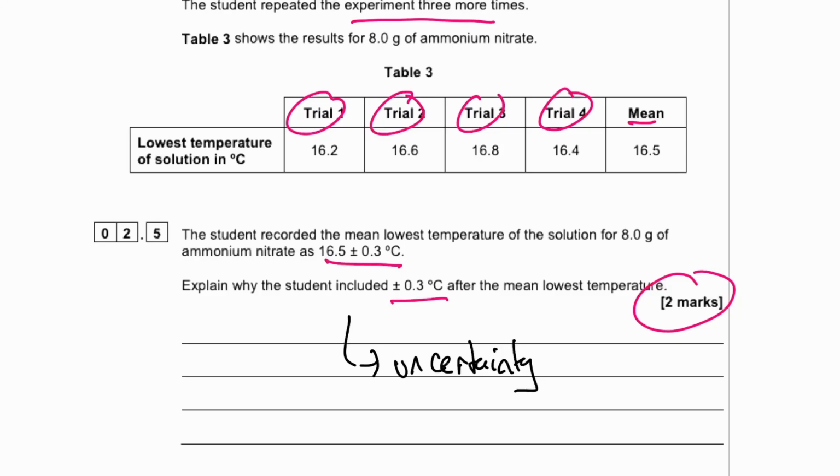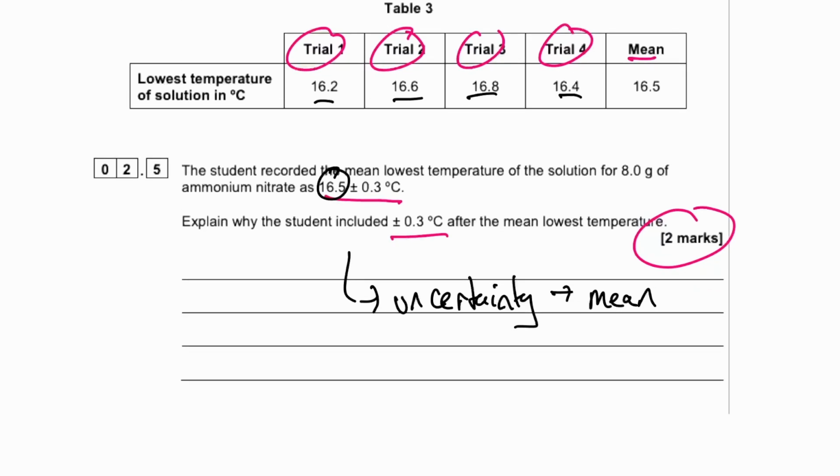This is not the uncertainty in the measurements. Each of these individual measurements will have some kind of uncertainty. Every time you take a measurement, there will be some uncertainty in there, but that depends on how you've actually measured whatever you've measured. Now here, we're giving an uncertainty of the mean. So after the mean value, we're given an uncertainty. This is the uncertainty in the mean value.